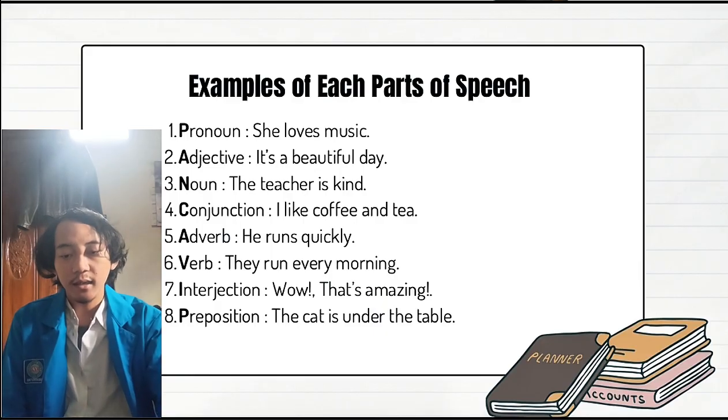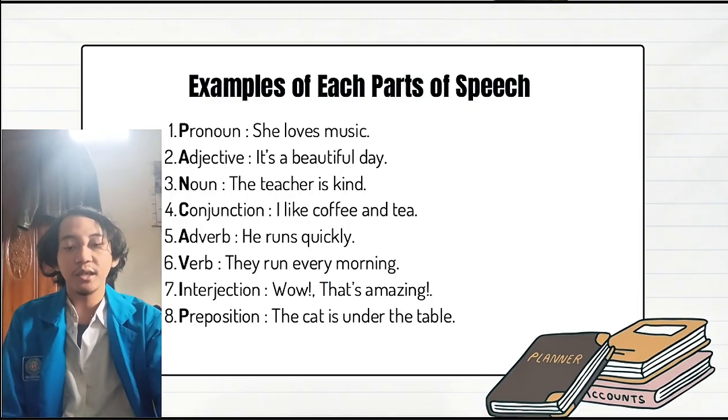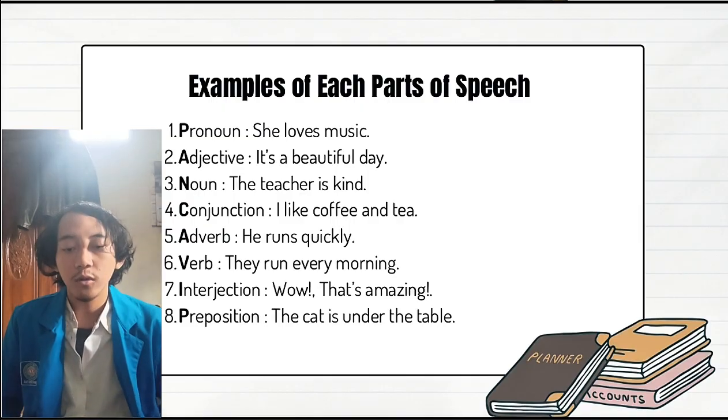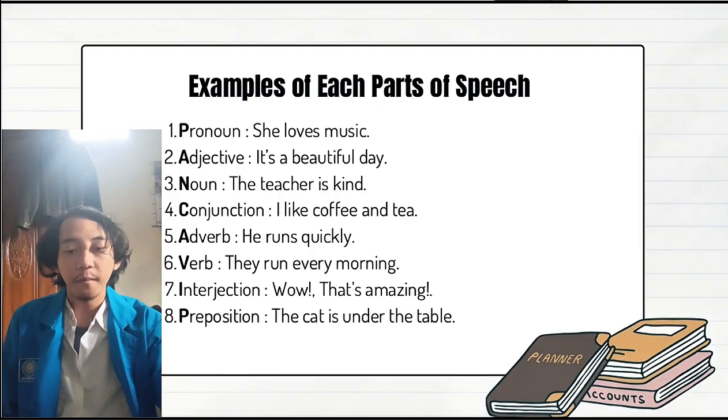The sixth is verb. For the example: they run every morning. The seventh is interjection. For the example: wow, that's amazing. For the last one is preposition. For the example: the cat is under the table.